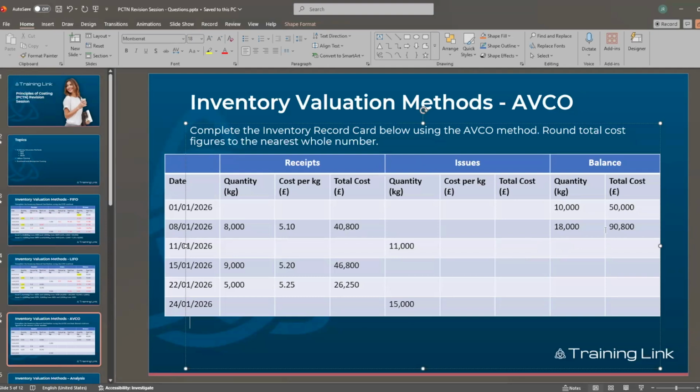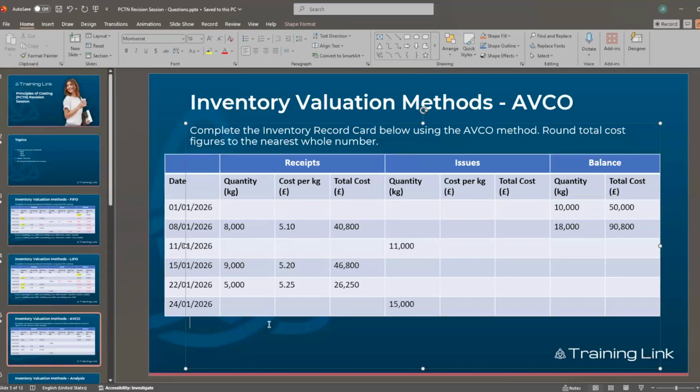With Avco, what we do differently is we work out an average cost on the most recent balance when we get to the point of issue. So we don't need to do anything by working out what the average cost is every time there's a receipt or every time we look at the balance. We literally just take it up to the point of issue and then we use that.